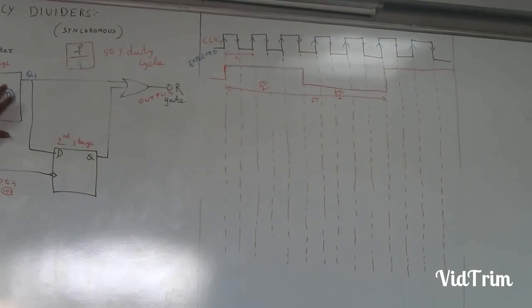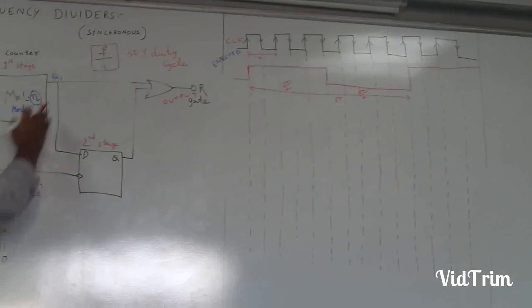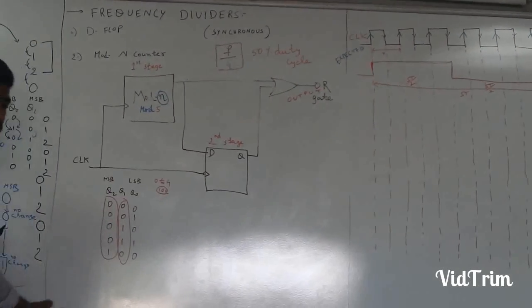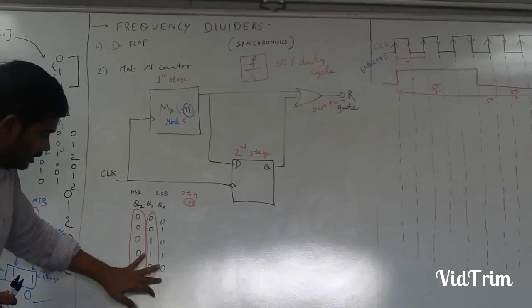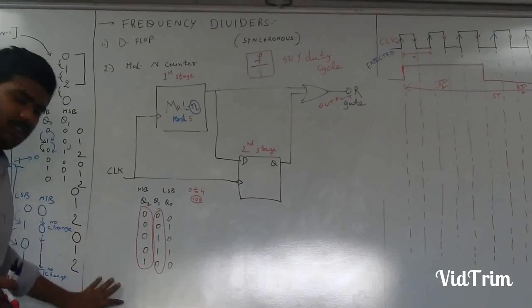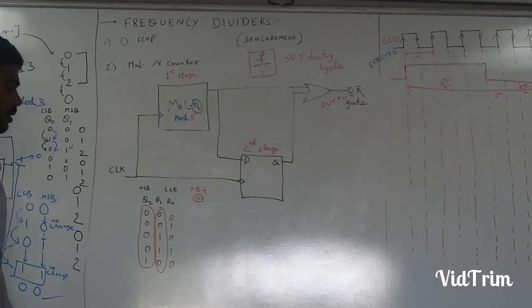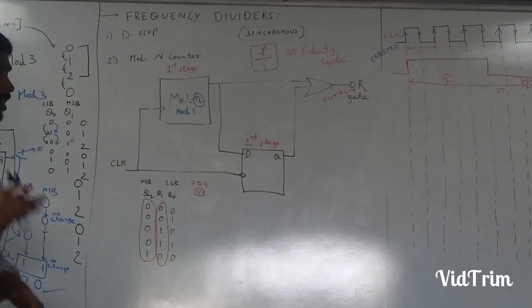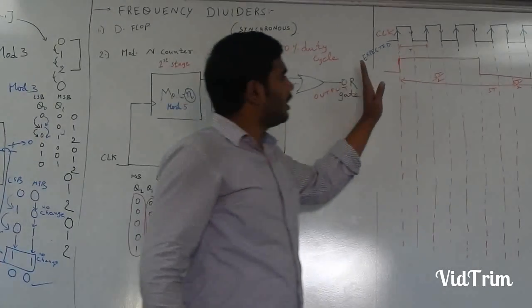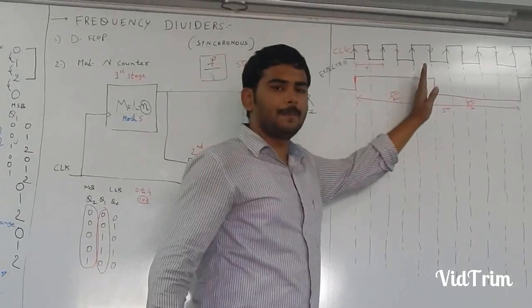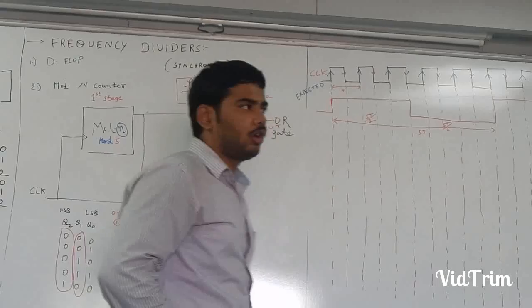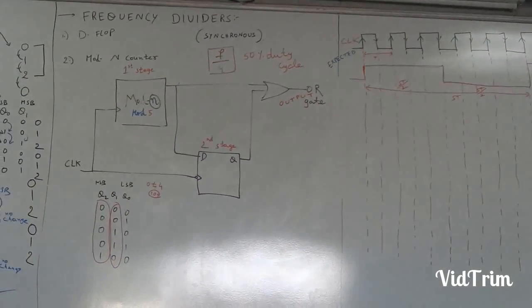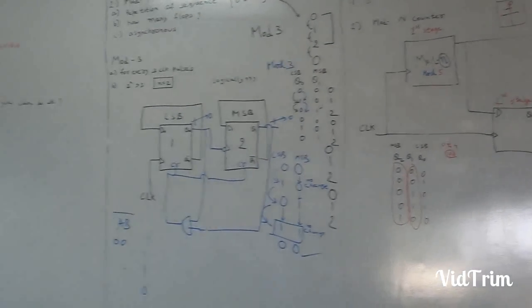Now similarly, it's not that we should always take MSB only and do it like the previous one. We can also take this, we can also take this, anything. But our requirement is continuously on for 2.5 clock pulse, continuously off for 2.5 clock pulse. Again, now I am talking about hardware optimization.